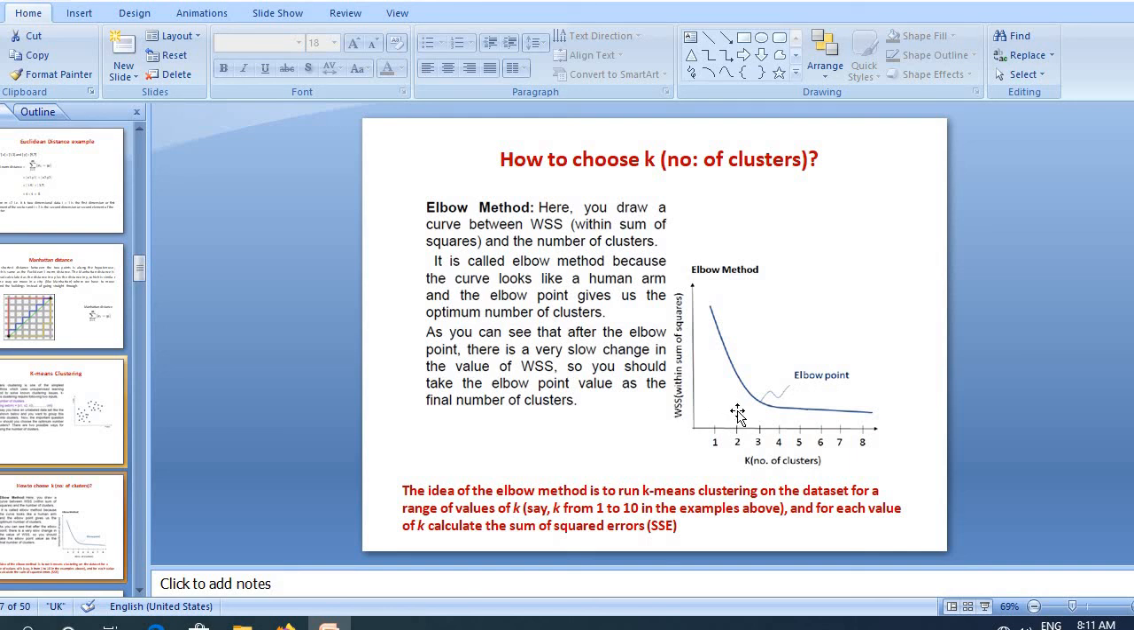Then you take k equal to 2. Run the algorithm, find the sum of squares. Then you do it for, say, k equal to 1 to 10. You plot the graph between k and the sum of squares. You will get a graph like this, and the elbow point is this point, the knee point. The k corresponding to that will be the optimal number of clusters. This is one method to choose the number of clusters.